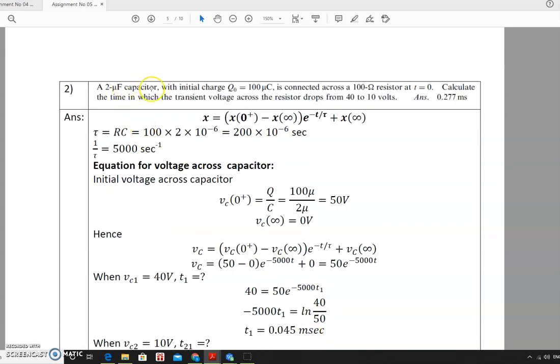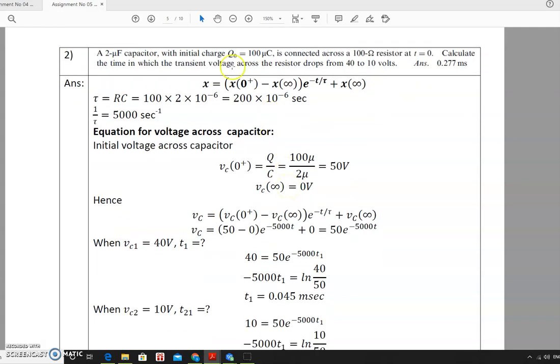Next, a 2 microfarad capacitor with an initial charge of Q0 equal to 100 microcoulomb is connected across a 100 ohm resistance at time t equal to 0. Calculate the time in which the transient voltage across the resistance drops from 40 volt to 10 volt. So the voltage across the resistor is asked in this problem. Sorry, but I have solved for the voltage across the capacitor. The voltage across the capacitor drops from 40 volt to 10 volt.